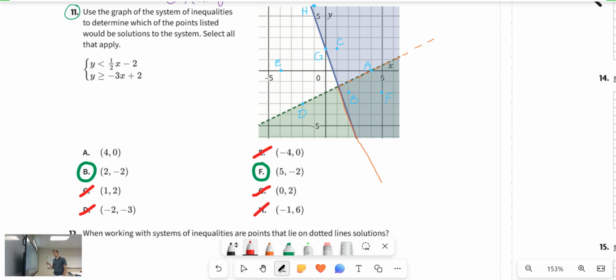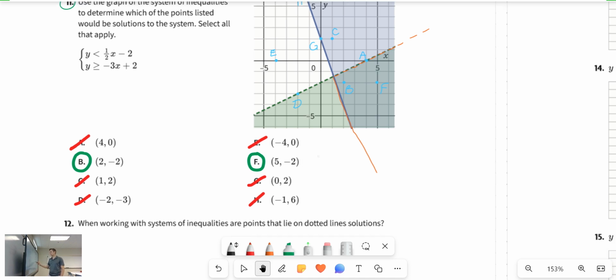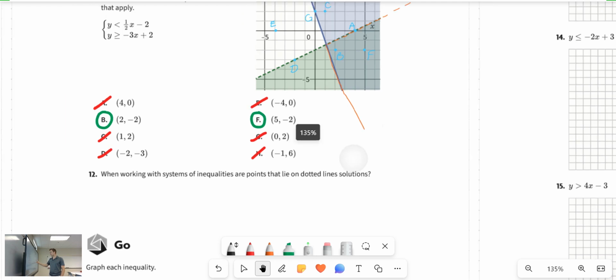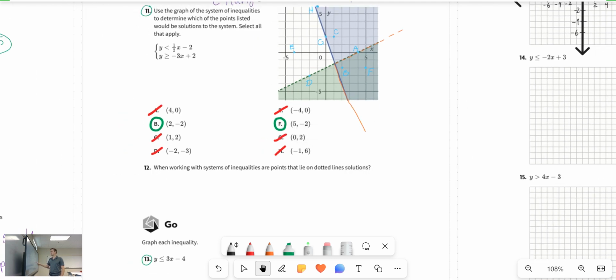Now, why wouldn't A satisfy both solutions? Well, because A, the point 4, 0, is right on the green dashed line, but the dashed line means that it's not equal to. Since that falls directly on the line, and the dashed line means it's not included, A is not included. So that is our last little elimination. A is eliminated. Only point B and point F satisfy the system of inequalities.